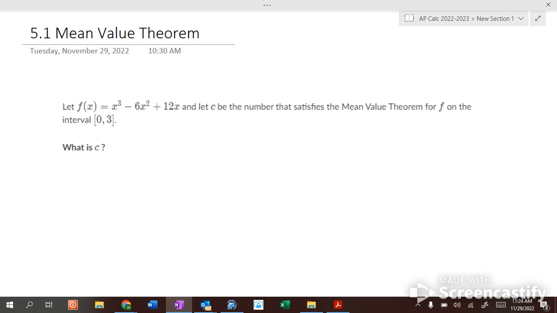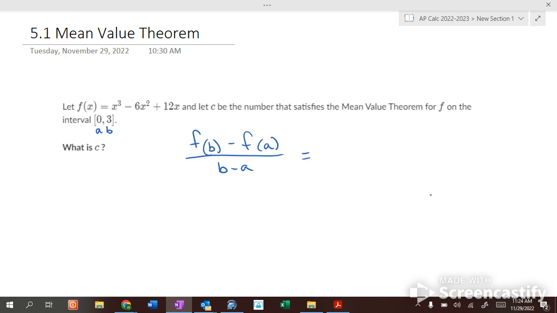Okay, so we got to do the slope formula. So to do the slope formula, it's f of b minus f of a over b minus a, where this is a and this is b. Do you get that?